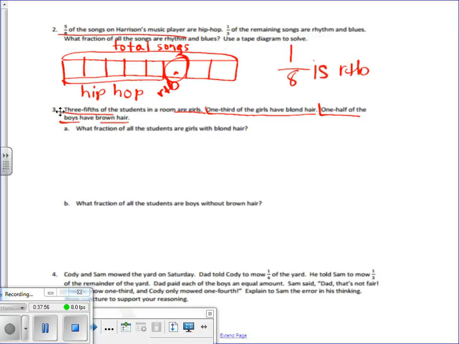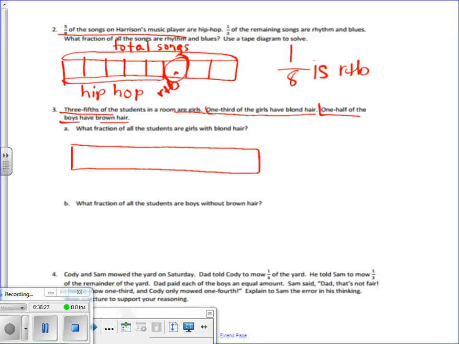Unless there's a question down here. But I was saying I wasn't sure because sometimes they throw stuff in there to give you a little curveball. So let's look at our first question. What fraction of all the students are girls with blonde hair? So we're going to need to do a diagram. So let's look at this.